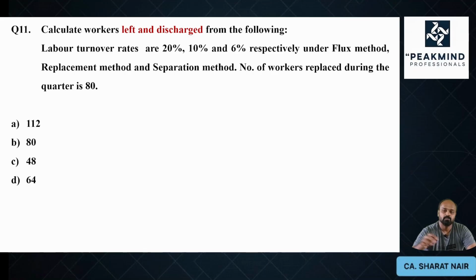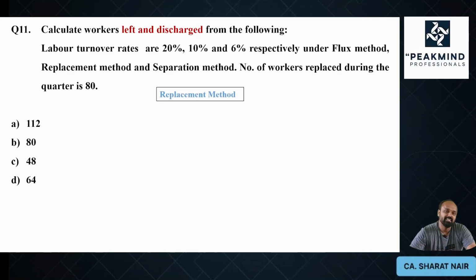Okay, so next is question number 11. Question number 11 is from the labor cost chapter, and here they are asking us to find out how many workers have left and been discharged. Given the information, on the basis of the flux method, the labor turnover is 20%, under the replacement method it is 10%, and under the separation method it is 6%. They have also given us the number of workers who have been replaced during the quarter, which is 80. From this information, we need to calculate how many workers have left and been discharged.